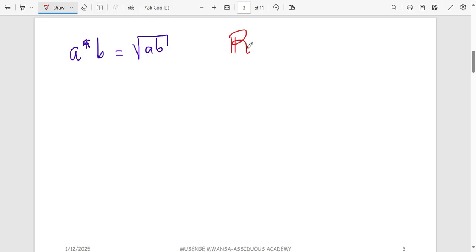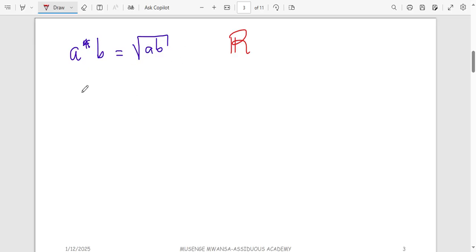So for you to determine if it is an operation, they can actually ask you, is the operation star a binary operation on a set of real numbers? And then they'll ask you to justify your answer. So what you do is, of course, for me, I know that it is not a binary operation on the set of all real numbers.